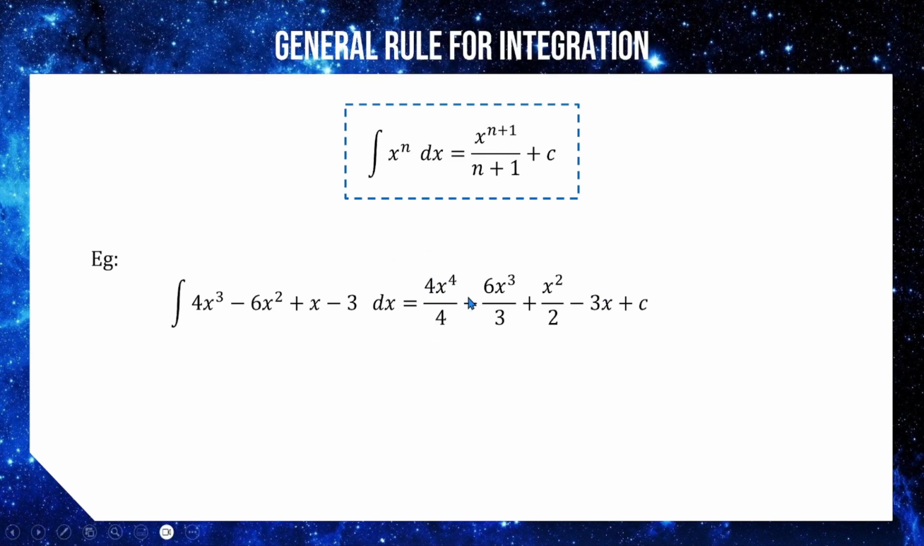4 over 4 goes to 1, 6 over 3 goes to 2. So we can tidy it up to 1x to the 4 minus 2x cubed. This is still a half, and then minus 3x plus c. So that's integration in a nutshell. Let's do some examples and then look at some harder type of applications and then have a really great time.